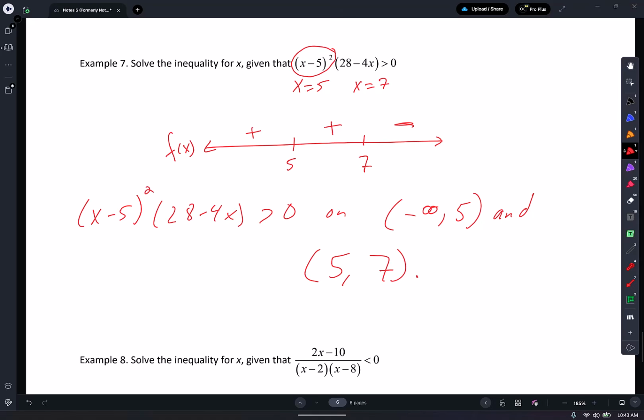Can you explain the number line thing again? At 5 it equals 0, and then at 7 it equals 0. And then I just check the number to the left of 5, the number to the right of 5, the number to the left of 7, the number to the right of 7. And all you care about is where it's positive because that's just greater than 0.